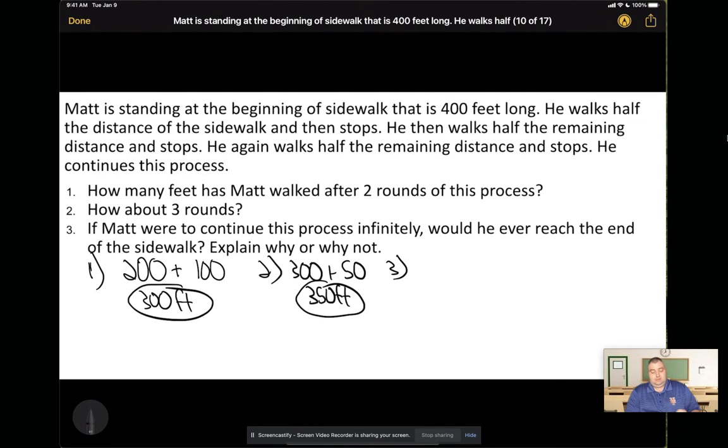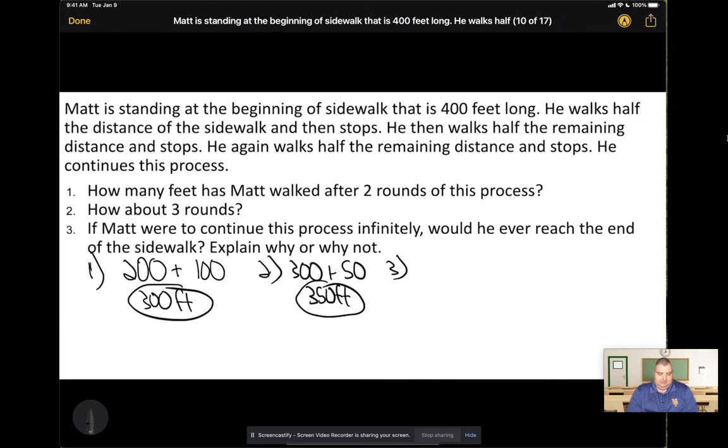How about number 3? If Matt were to continue this process infinitely, would he ever actually reach the end of the sidewalk? Explain why or why not. So in other words, if he continued this process of walking half the remaining distance, then stop. Walk half the remaining distance and stop. Hypothetically, is he ever going to reach the end of the sidewalk?